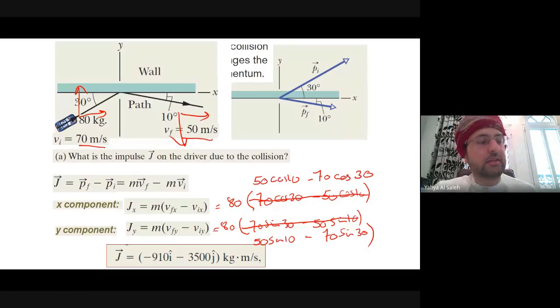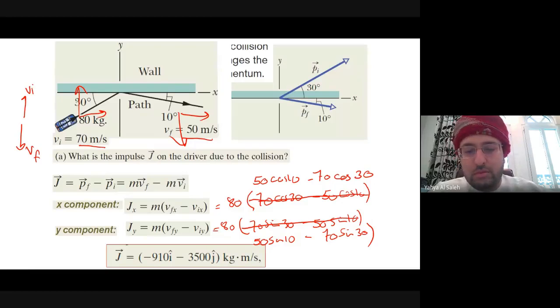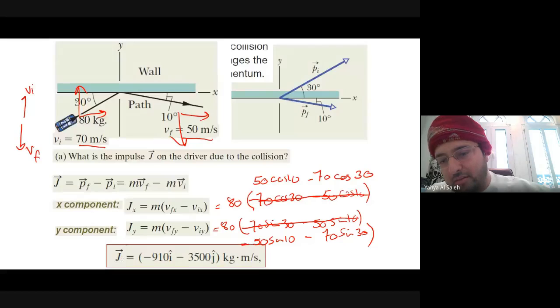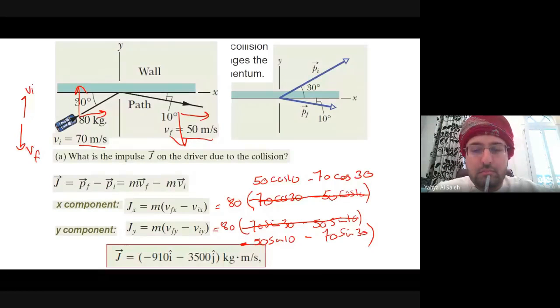Good, excellent. Remember, in the x direction, the velocities are both in the same direction. But in the y direction, initially my VI is up, and my VF is down. So what I should be doing instead is minus 50 sine 10, minus 70 sine 30. This way I will get minus 3,500. Good, excellent to those who managed to spot my mistakes.